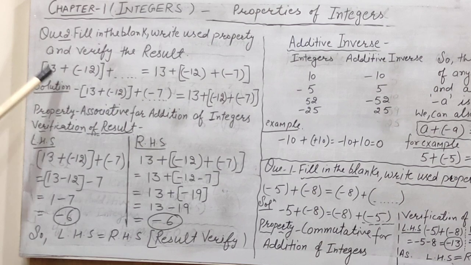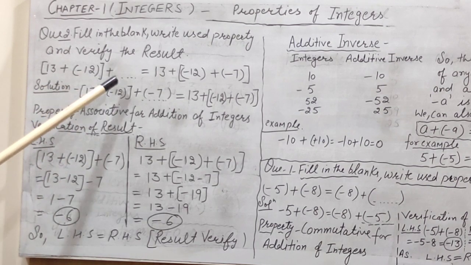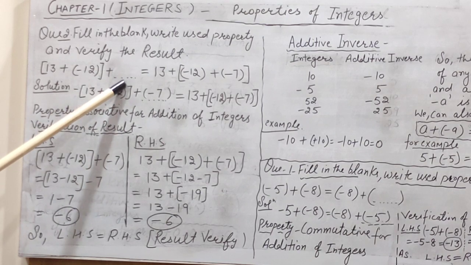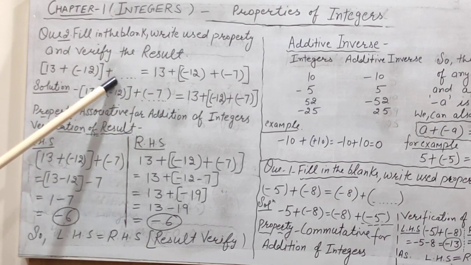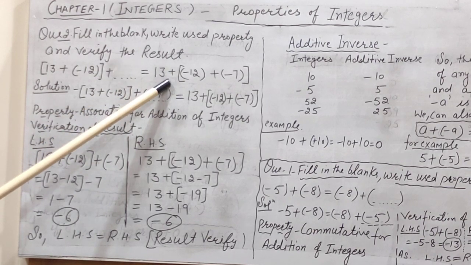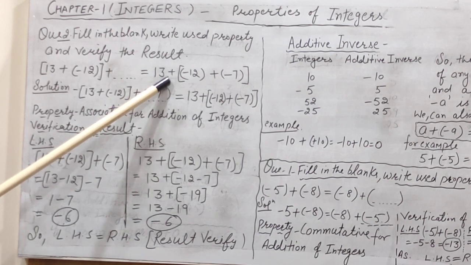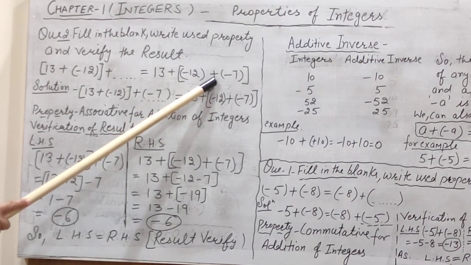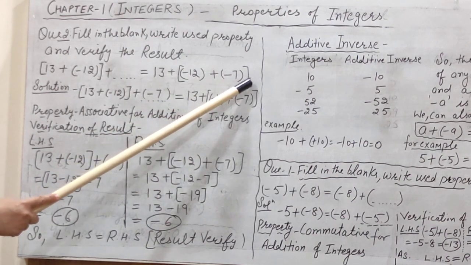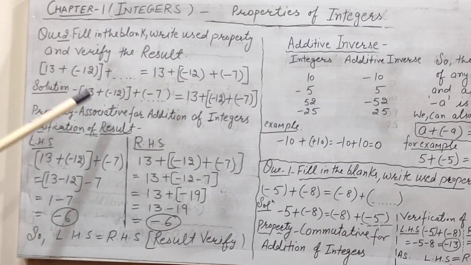The question is 13 plus -12 plus a blank on the left hand side is equal to, meaning left hand side is equal to right hand side. What is written on the right hand side? 13 plus, in another bracket, -12 plus -7. You can see from these numbers what kind of property is used. Now see from the solution.